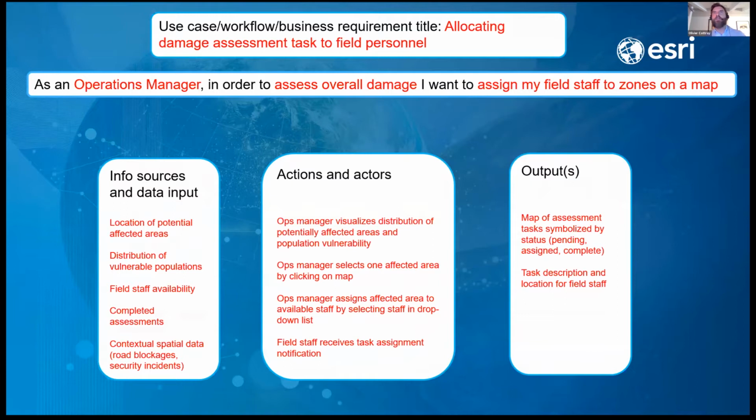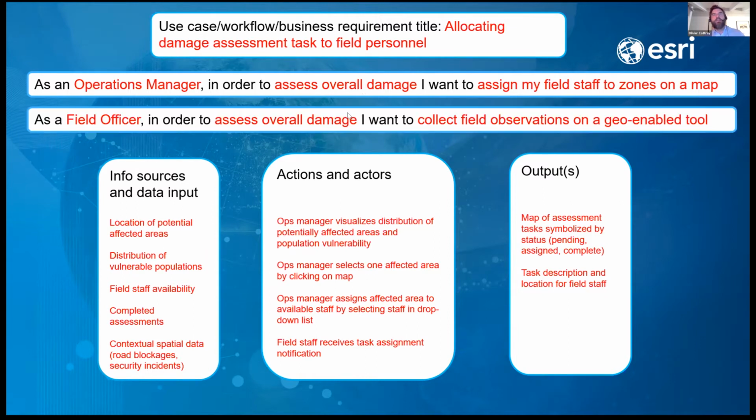There was one point that I skipped over. For example, in this objectives point here, in order to assess overall damage, as an operations manager, I might want to be assigning my field staff to zones on a map. It doesn't stop me from defining the same objectives from the point of view of the field officer, who wants to do something else. The field officer is going to want to collect field observations on the geo-enabled tool. So this was just to show that you can have the same objectives but different use cases pointing towards them. It distinguishes between what we call the objective and the actual thing that you do, which is the use case.